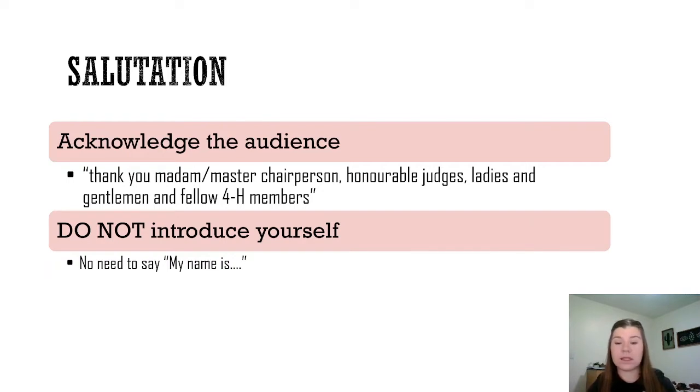There's no need for you to say, "My name is," and I will be presenting on this, because the chairperson has already told the audience what your name is. There is absolutely no need for you to introduce yourself and tell them your name, because that's already done. So you can just skip that step and keep your salutation very clean and formal.